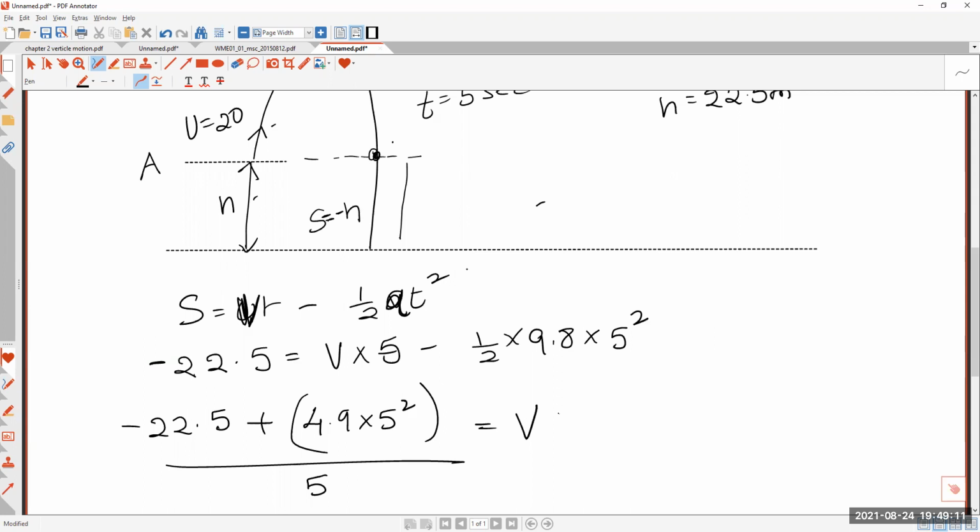We can also use v square is equal to u square plus 2as, right? Yeah, you can use that also. Correct.